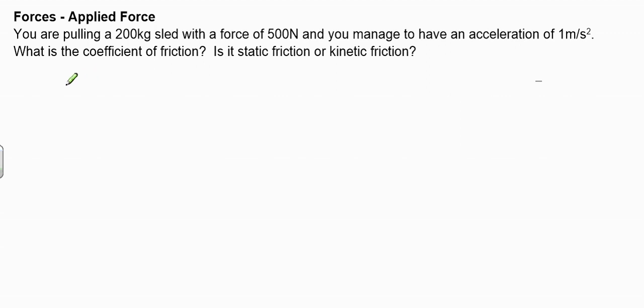Hi folks, today we're going to look at a forces question. This is a basic question with a force being applied and you get a mass, and we're going to sort this one out. So let's read through it, see what we have, and work it out.